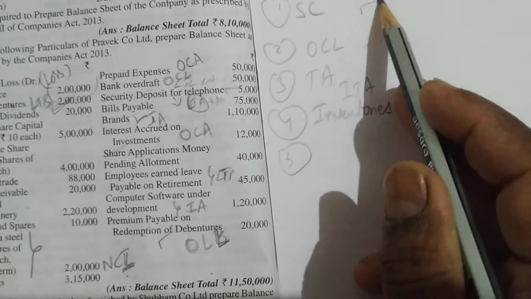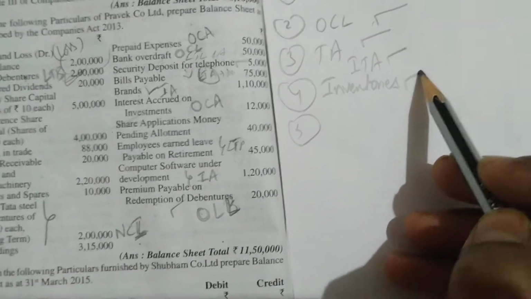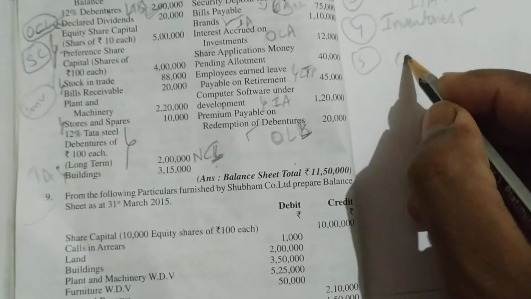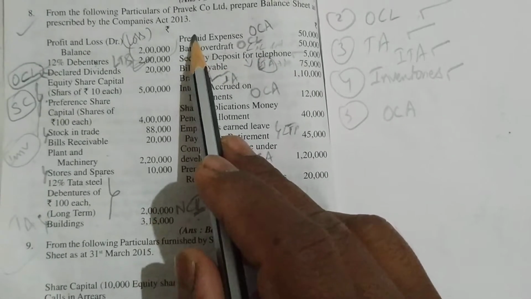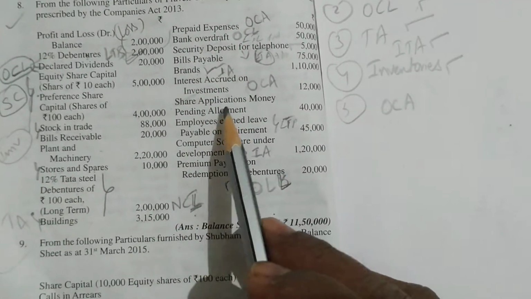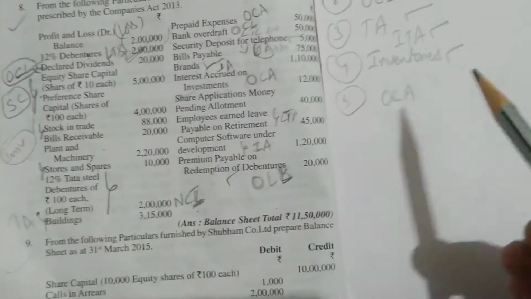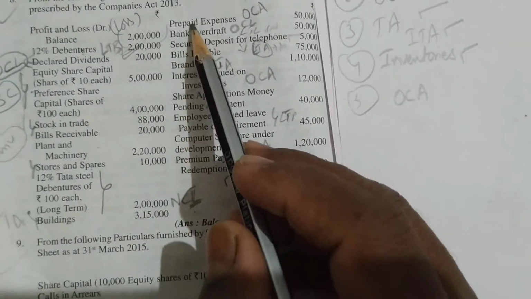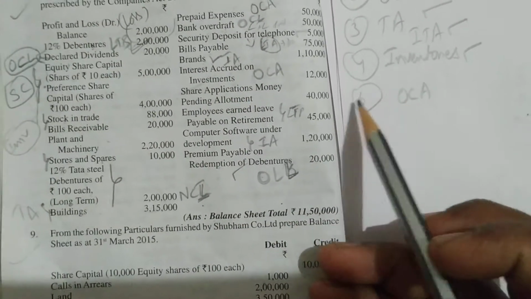So first is share capital, other current liabilities, tangible assets, intangible assets, inventory. After that, other current assets. In other current assets you have two items. One is prepaid expenses, other is interest accrued on investment. So in other current assets you have two things. One is prepaid expenses, other is interest accrued on investments. Clear?